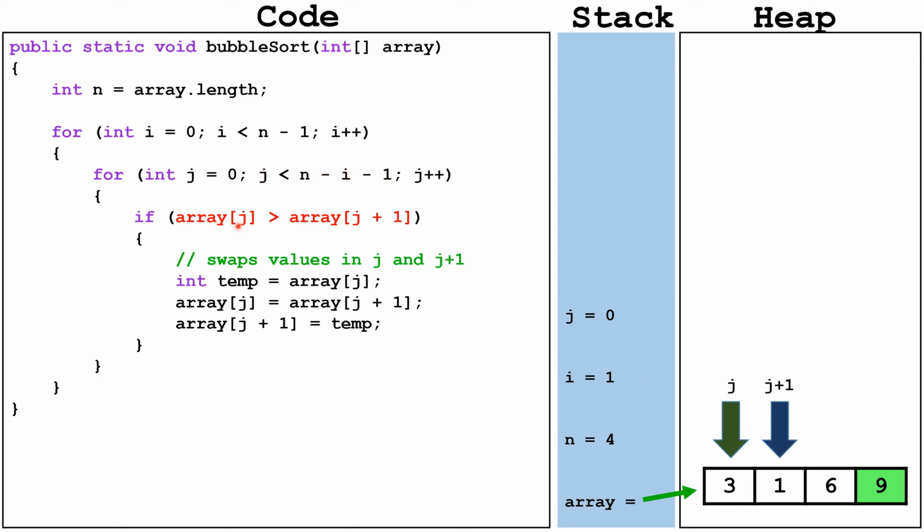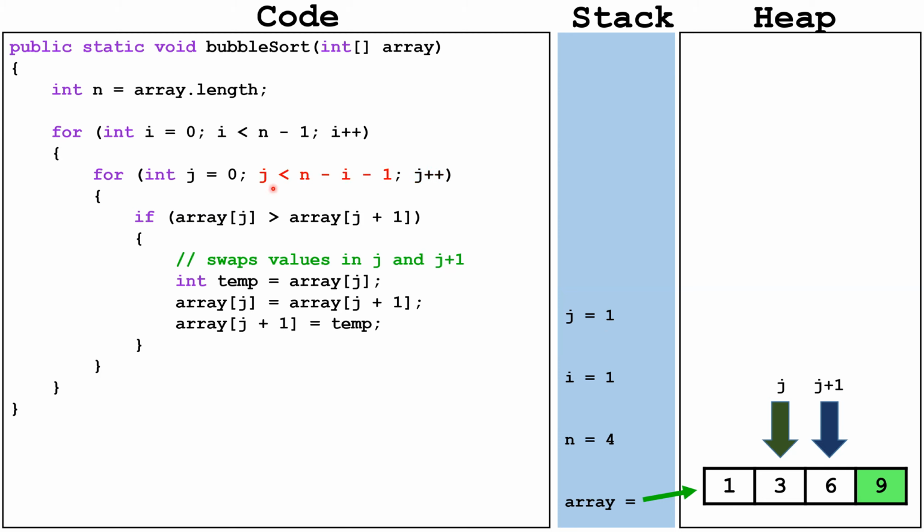We check, is what's in array index j greater than what's in array index j plus 1? It is. These two are out of order, so we're going to swap them out. We'll set temp equal to what's in index j. Next, we'll copy what's in index j plus 1 and put it in index j. Finally, we set index j plus 1 to what was in the temp variable. So these two values are swapped now. We'll get to the end of the for loop and increment j by 1, so j becomes 1.